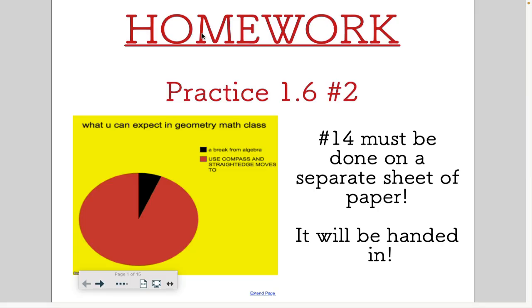Number 14 must be done on a separate sheet of paper because you are actually going to hand it in to me, and it will count. Like the other parts, you can still submit them to Schoology. You could submit the second part of practice 1.6. Number 14 clearly tells you what to do. It's got to be done on a separate sheet of paper. I'll highlight that at the very end.